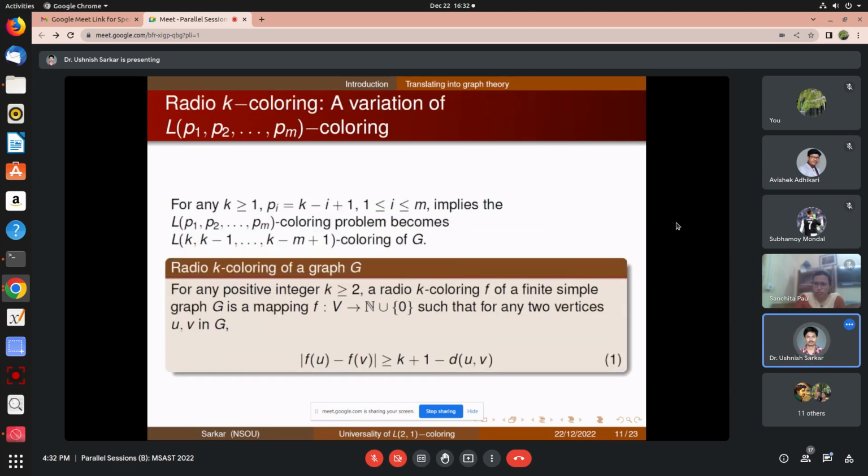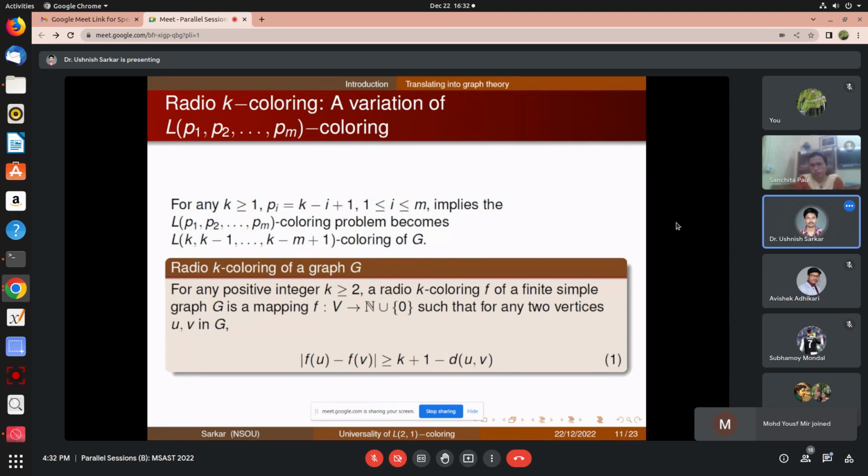Now, from this point, we are entering another crucial graph coloring scheme, that is the radio k-coloring problem, which is a particular variation of this L(p1, p2, ..., pm) coloring problem. Here we are simply taking, as we can see in the first line of the slide, that for any k greater than or equal to 1, p_i is taken as k minus i plus 1. Now this turns the problem of L(p1, p2, ..., pm) into the L(k, k-1, k-2, ..., k-m+1) coloring problem.